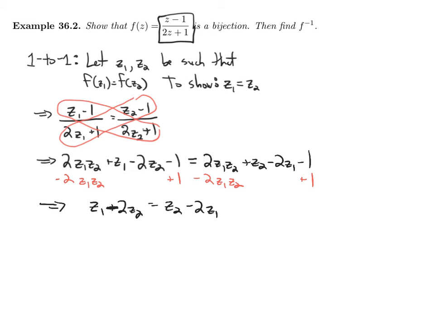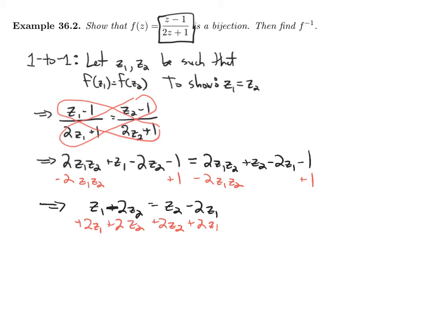And we need to show that z1 equals z2. So let's go ahead and get all the z1s on one side, all the z2s on the other. So I'm going to add 2z1 to both sides, and I'm going to add 2z2 to both sides as well.